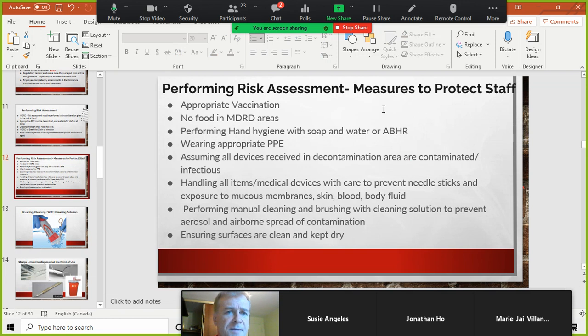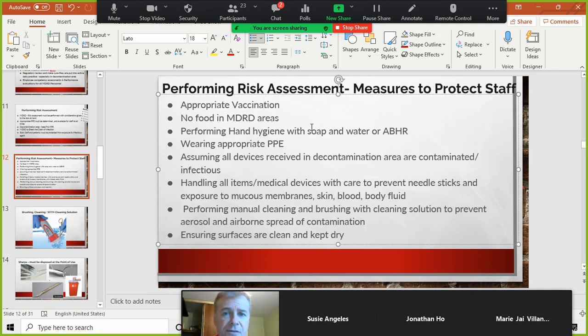Performing risk assessments, measures to protect the staff. Appropriate vaccinations. Welcome to it. If you're not vaccinated, you're going to have a difficult time working, okay? The college requires me to have a vaccine passport, okay? I'm a provincial employee, governmental employee, basically that's what we are. Whether you agree with it or disagree with it, it's a tough place to be. And I've been double vaxxed, and it just needs to get done. It needs to get done.